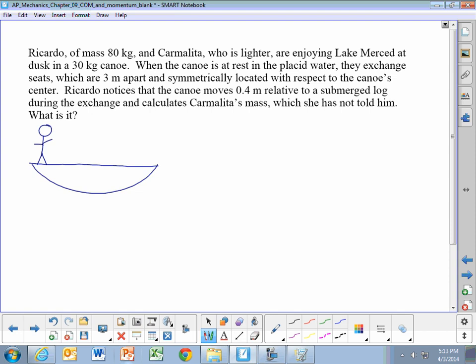we have Ricardo with a mass of 80 kilograms. We have the canoe with a mass of 30 kilograms. And I'm going to look at where Ricardo is as x equals 0. That means that the center of mass of the canoe is located at x equals 1.5.